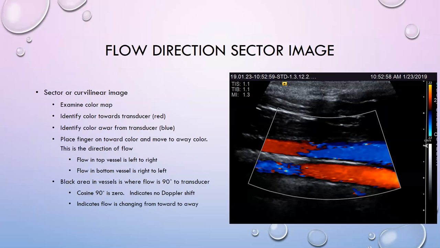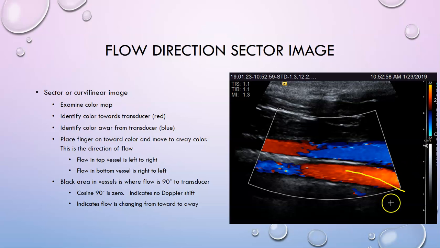All right, let's look at flow direction in a sector image. Now, a sector image or a curvilinear image is a little harder to determine flow direction than in a linear array one, where you can just steer the angle down. So in a curvilinear image, you examine your color map or your scale to begin with. You identify which color is coming towards the transducer. And then when you look at your image, if you find that color, you know that it's coming towards the transducer. So this section of red here is going more or less in this direction, right, towards the transducer.